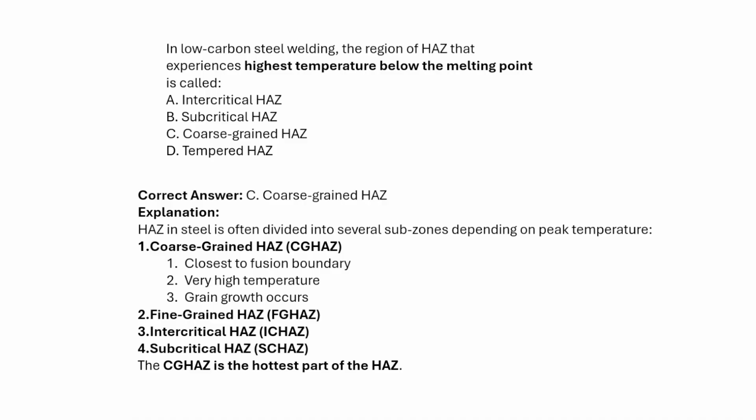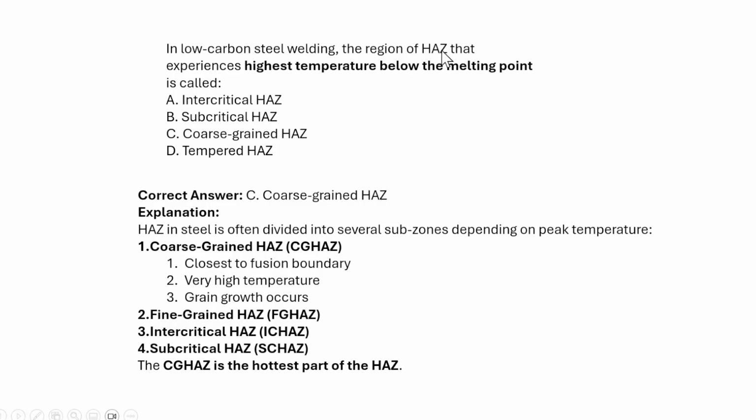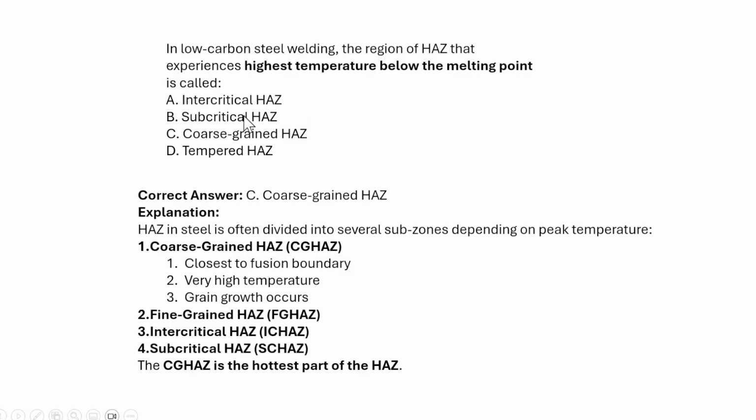Okay, next: in low carbon steel welding, the region of the HAZ that experiences the highest temperature below the melting point is called, I think we have seen here, the grain growth zone. The options are intercritical HAZ, subcritical HAZ, grain coarsening HAZ, and tempering HAZ. It is the coarsening grain HAZ.